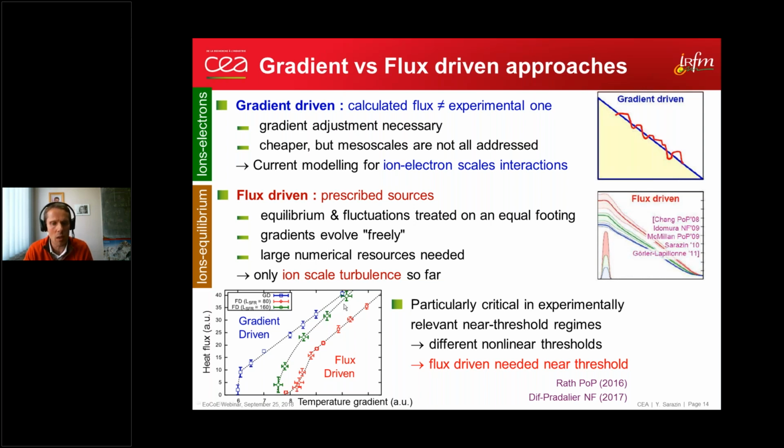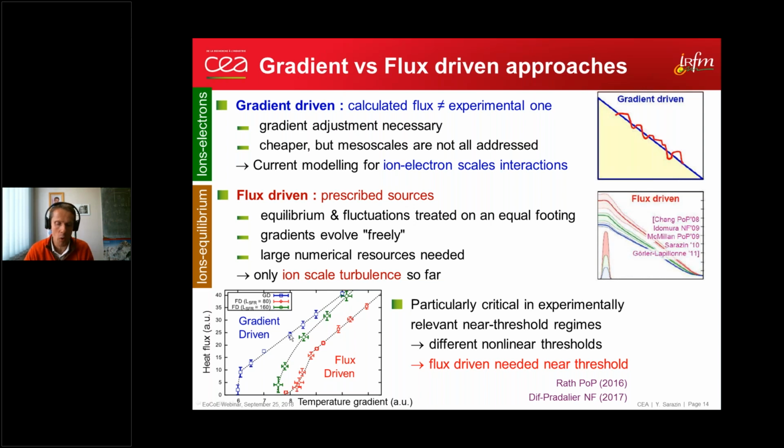And in this case, the simulation, as exemplified here, shows that whether you run the simulation in the flux-driven regime or in the gradient-driven regime, the prediction in terms of the heat flux can be completely different. Especially in the region where the temperature gradient is close to the threshold, close to 7 or 8 here, you can see that the flux-driven regime can predict an almost vanishing turbulent heat flux, while the gradient-driven regime predicts a much larger flux.